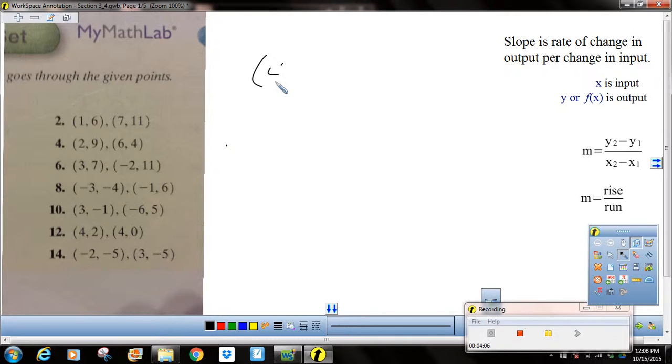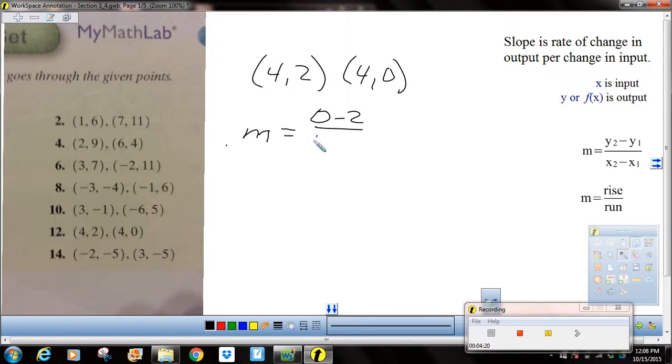Okay, 4, 2, 4, 0. Slope is equal to y2 minus y1 over x2 minus x1. 0 minus 2 is negative 2. 4 minus 4 is 0. You can't divide an integer by 0, so this is going to be undefined. Later on, you'll find that when we have undefined slope, it's going to be a vertical line.